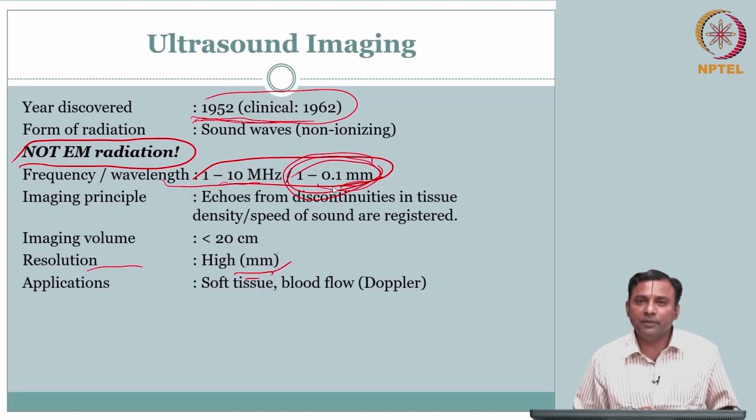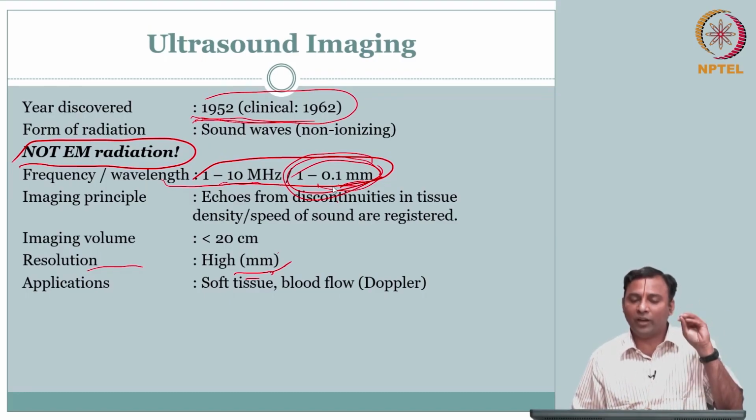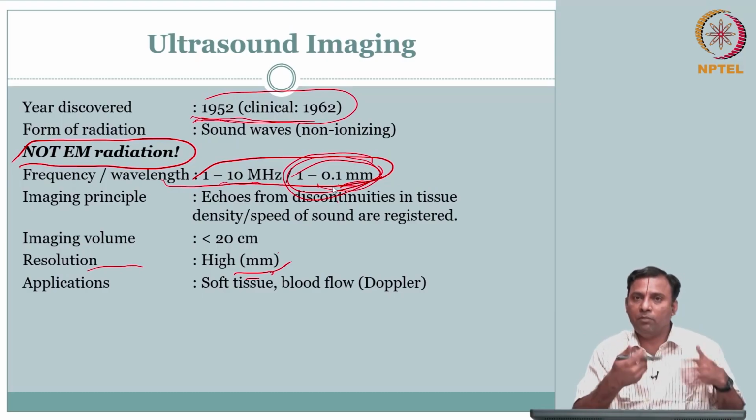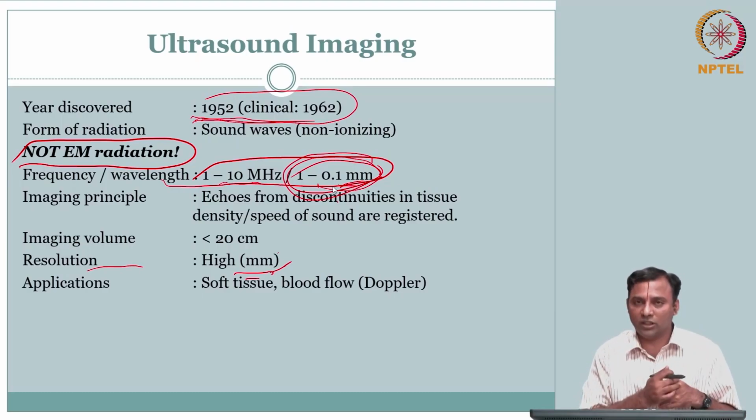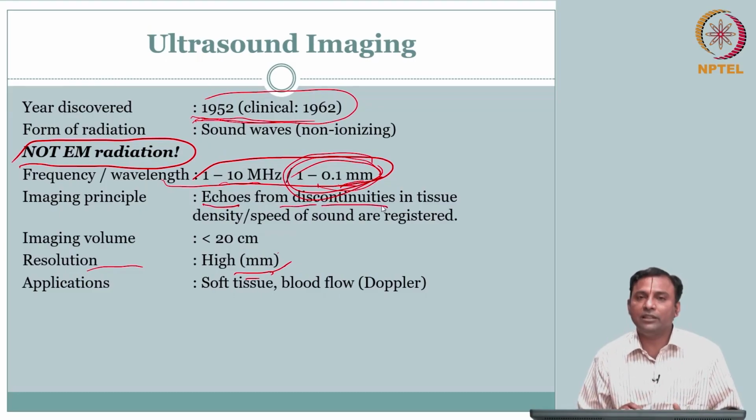What is the imaging principle? I just touched upon it with the mountain example for echo, but here most commonly used ultrasound scanners use what is called pulse echo. That means you send a pulse of sound wave and the echoes start to come back as soon as it encounters obstacles, right. So echoes from discontinuities in tissue.